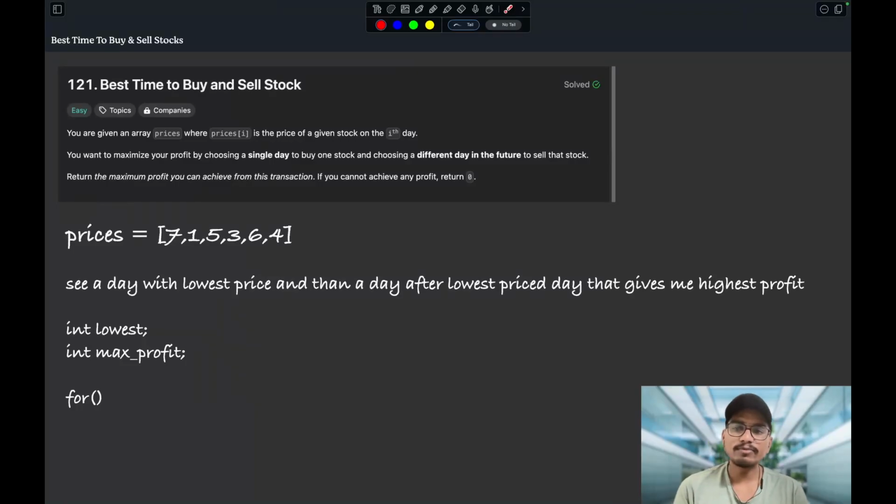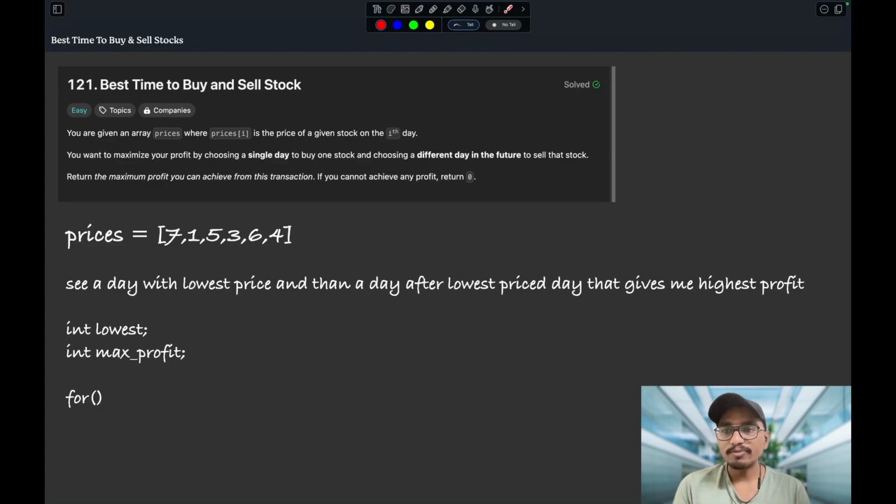Today we are going to learn about the Leetcode problem, Best Time to Buy and Sell Stock. This is the 121st problem of Leetcode. I have linked the problem in the description. So let's not waste our time and go directly to the problem.